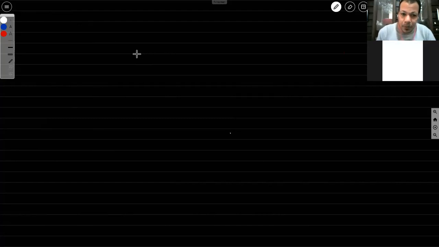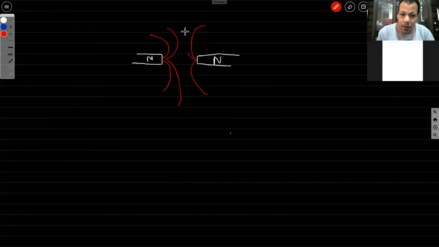if we have here a north pole and here a north pole, the magnetic field lines are getting out from the poles like that, and here like that. At this point exactly, at the center between the two poles of the two magnets, you can find that there is no magnetic field here.